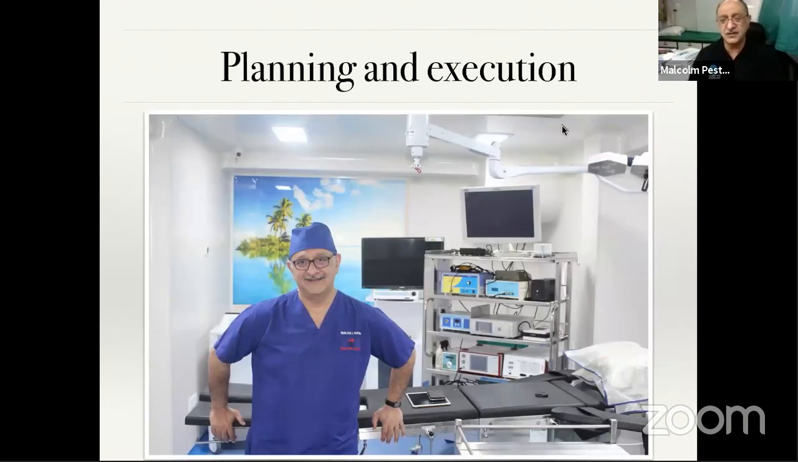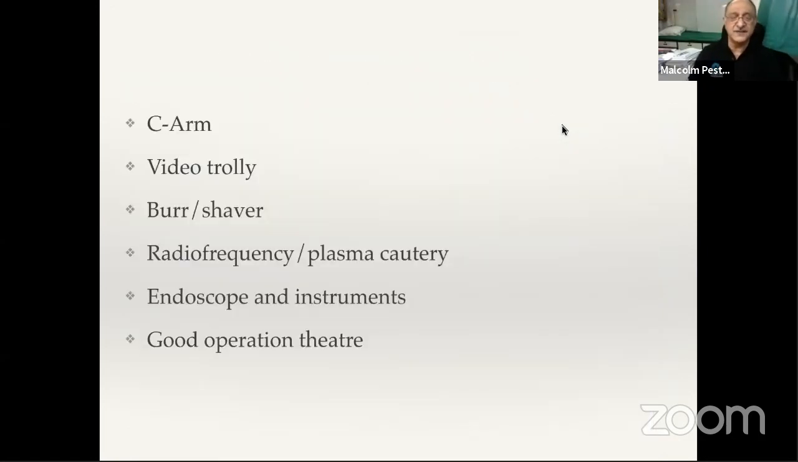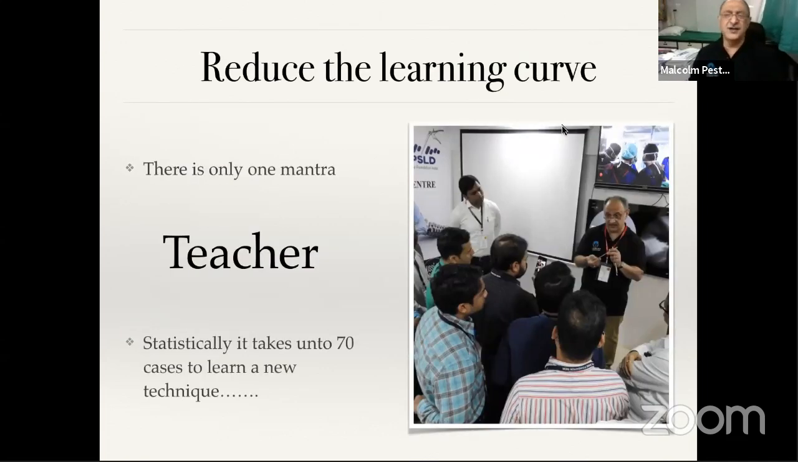For planning and execution, you are going to need an operation theater. You are going to need a motorized table, a C-arm. You can see the video trolley behind. You need a video tower. You're going to need a radio frequency device. You're going to need a burr, which you saw how Dr. Lokhande was using. And then it depends upon your endoscopic system. If you're going to do Destandu, you're going to need those kind of instruments. If you're going to do Arthrospine Duo, you're going to need those instruments. If you're going to do PELD or PSLD or UB, you're going to need that set of instruments. So these are the basic things that you're going to need when you set up an endoscopic spine practice. How do you reduce the learning curve?